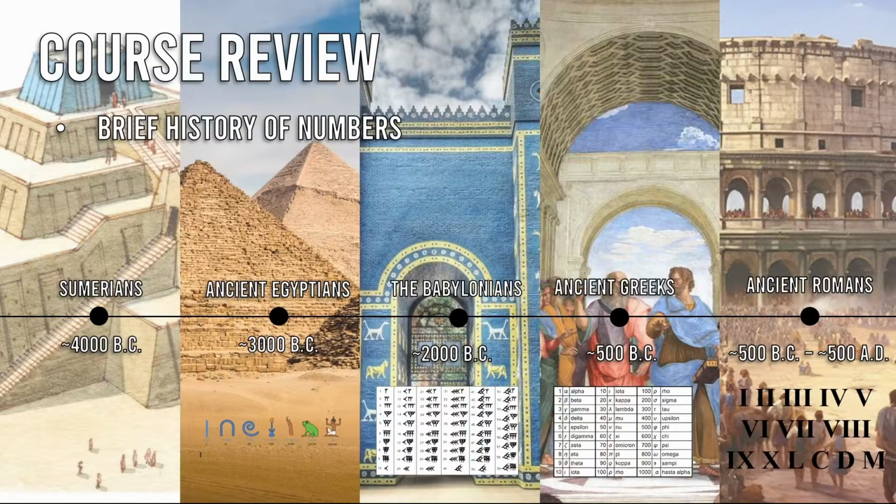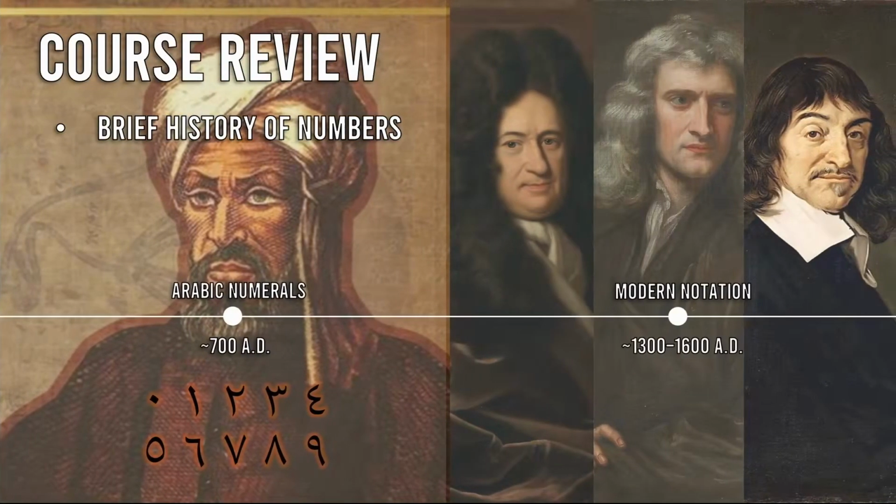Brief history of numbers. After that, we gave you a quick overview of the history of numbers, from the Sumerians to the ancient Romans. You can see here the numerals used by each civilization. Then, we covered the Indo-Arabic numerals we use today and how they led to modern notation. This here is Al-Khwarizmi, while here we have Sir Isaac Newton, Descartes, and Leibniz.